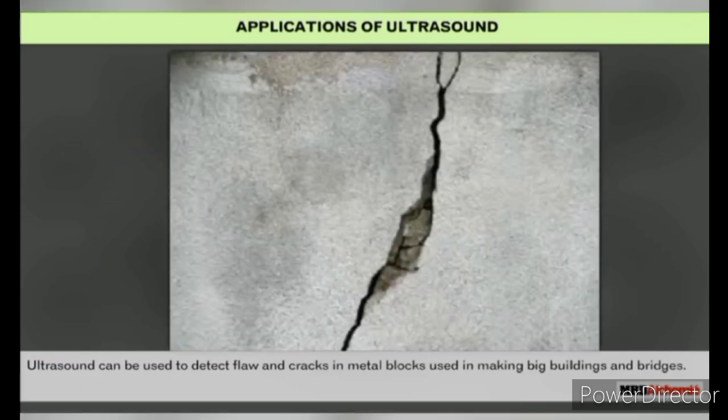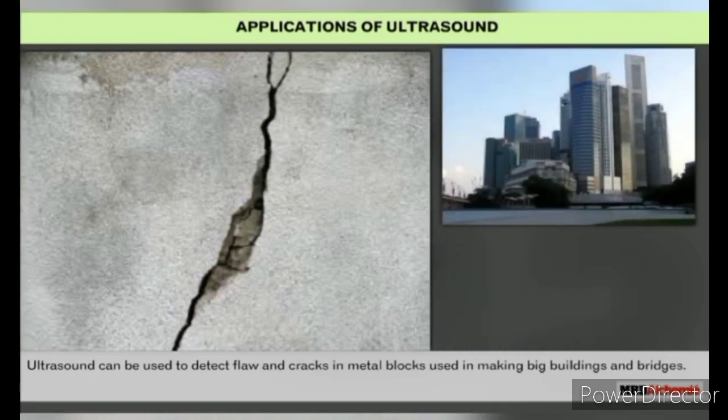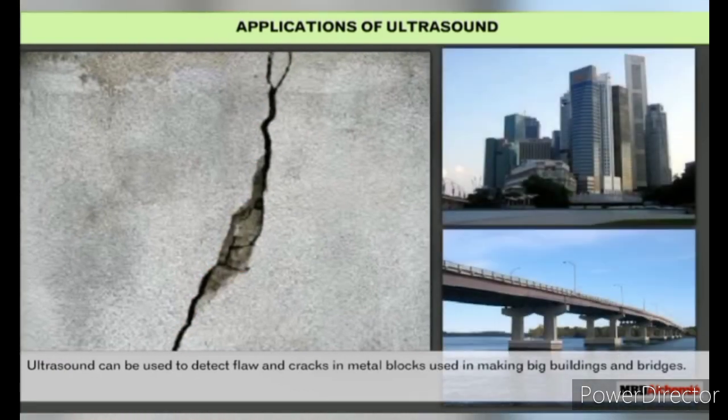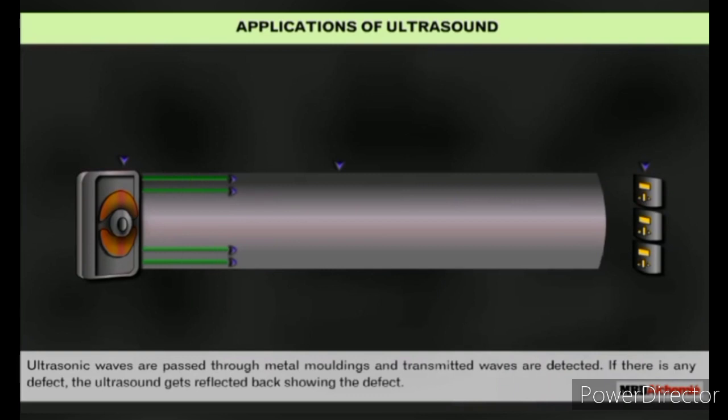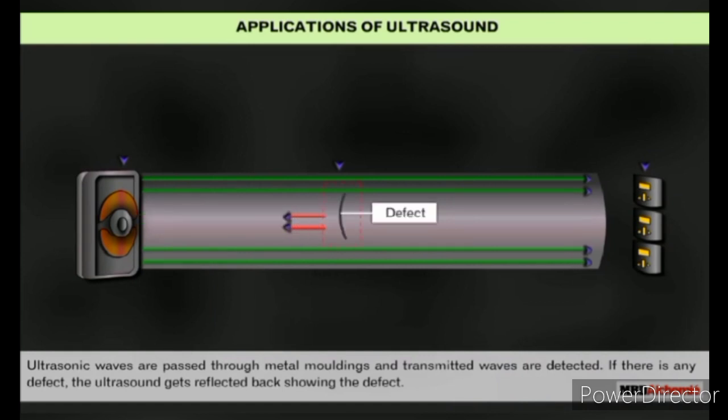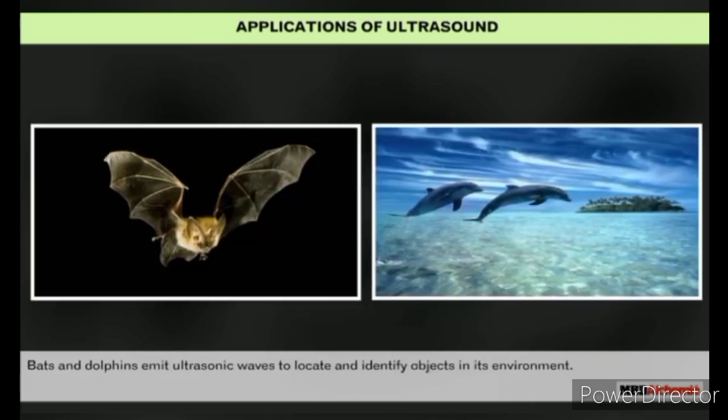Ultrasound can be used to detect flaws and cracks in metal blocks used in making big buildings and bridges. Ultrasonic waves are passed through metal moldings and transmitted waves are detected. If there is any defect, the ultrasound gets reflected back, showing the defect. Bats and dolphins emit ultrasonic waves to locate and identify objects in their environment.